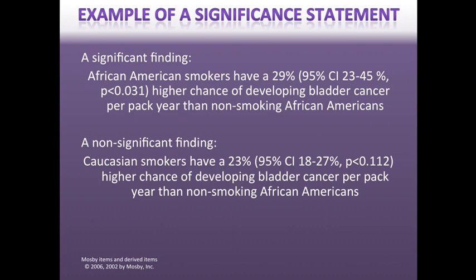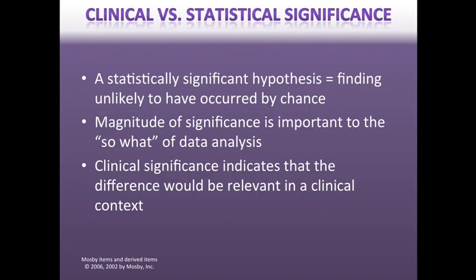Now, when you see a non-significant finding, it would be something like: Caucasian smokers have a 23% higher chance of developing bladder cancer per pack than non-smoking African Americans. And there, the 95% confidence interval is 18 to 27, but the p-value is 0.112. So that's above 0.05. So we say we're actually going to accept the null hypothesis, which says that this actually isn't a significant finding. All right.